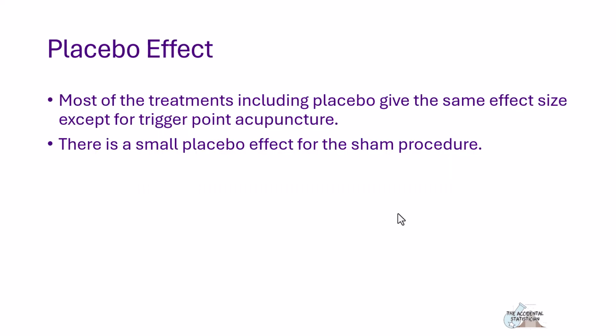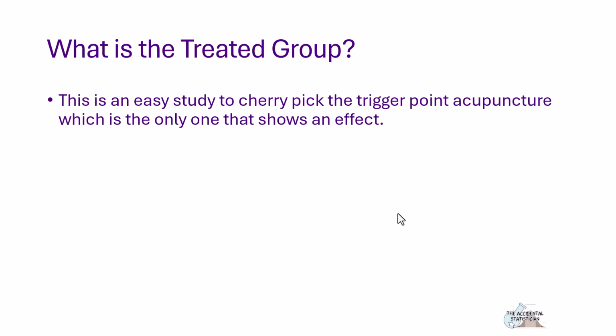So as I say here, trigger point acupuncture is the only one that gives a massive effect size. The rest of the treatments are very similar in effect size, and there's a small placebo effect for the sham procedure. It would be very easy to cherry pick the trigger point acupuncture for this study, as that's the only one that shows an effect, but that is not really fair. So you have to stick with the usual acupuncture so that you can compare one study to another.